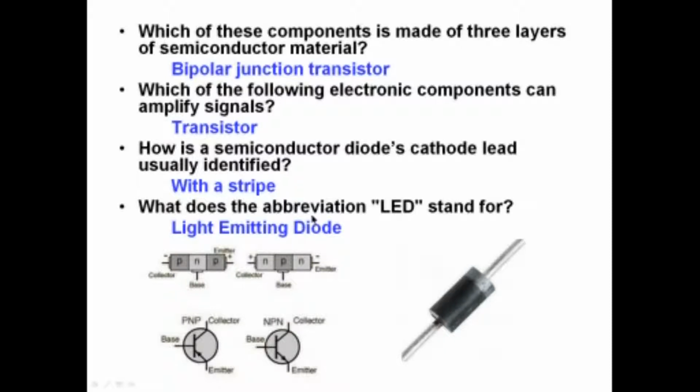How is a semiconductor diode's cathode lead usually identified? With a stripe. Here you can see a picture of a semiconductor diode, and it's a tube-looking thing like this. Actually, it's a solid cylinder thing with wires coming out of either end typically, and on the end of it is a stripe, usually a little stripe of silver paint that identifies this end of it as being the cathode.